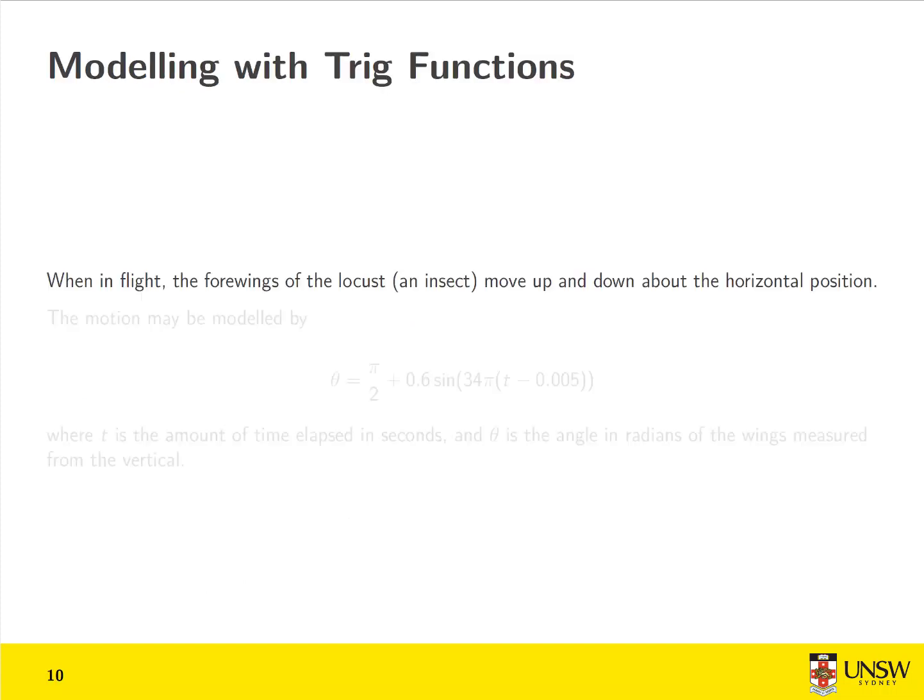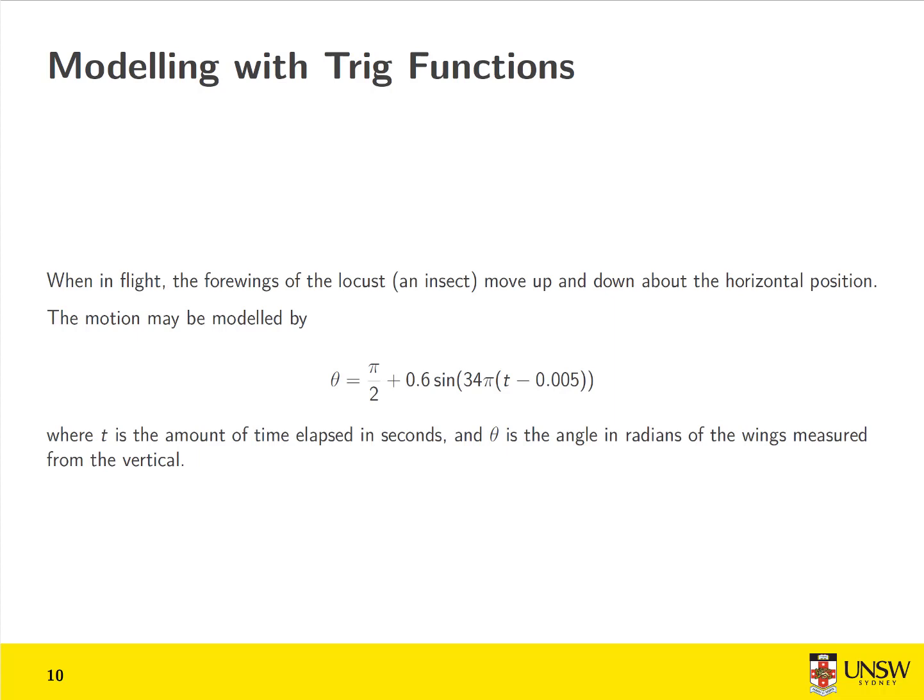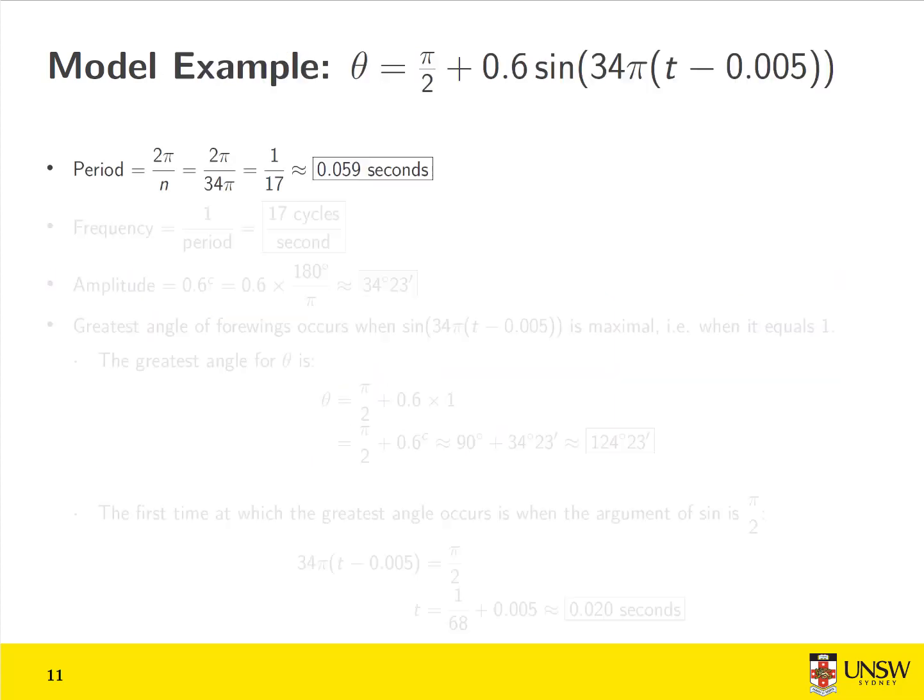To wrap up this section on trigonometry, let's look at a real-life modeling example that uses trigonometric functions. The forewings of a locust in flight move in a manner described by this formula, where theta represents the angle in radians that each wing makes from the vertical, and t represents the amount of time elapsed in seconds. There are many properties of the model that we can deduce from the given function.